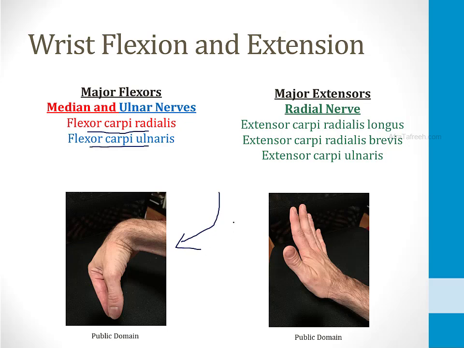The major extensors of the wrist are all controlled by the radial nerve. It's all these muscles right here. So the only way you lose extension of the wrist and get wrist drop is by losing your radial nerve. And in the video on the brachial plexus, I talk about how wrist drop is a classic finding in a radial nerve lesion for this reason.